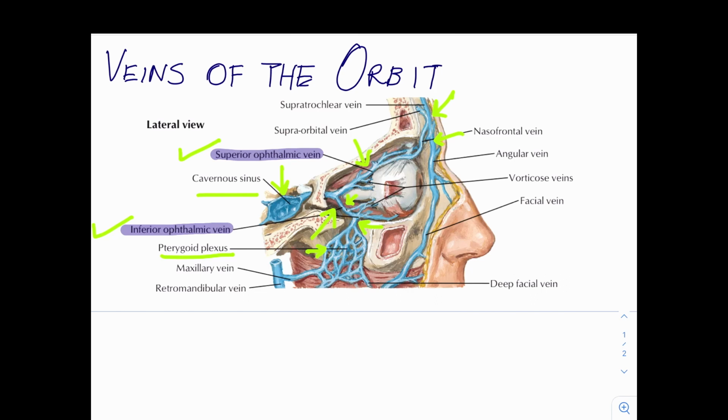Now, let's summarize them. So this is the superior ophthalmic vein, which joins the facial vein over here. And this is the inferior ophthalmic vein, which joins the pterygoid venous plexus through the inferior orbital fissure. And both these veins pass backwards through the superior orbital fissure and drain into the cavernous sinus.